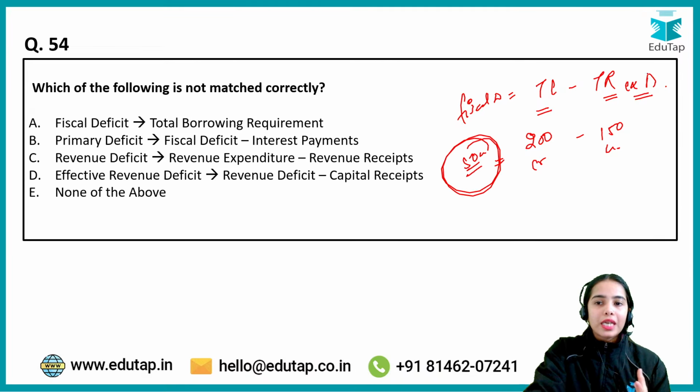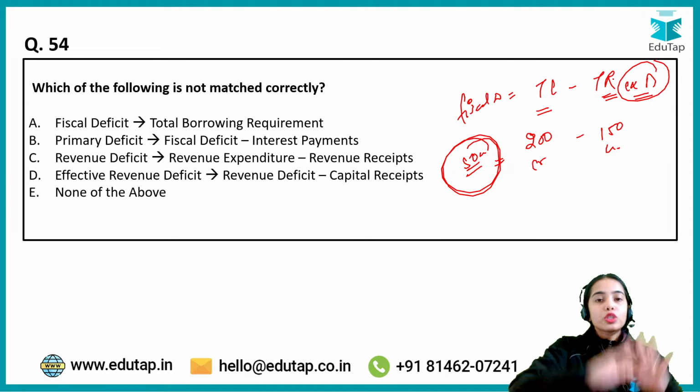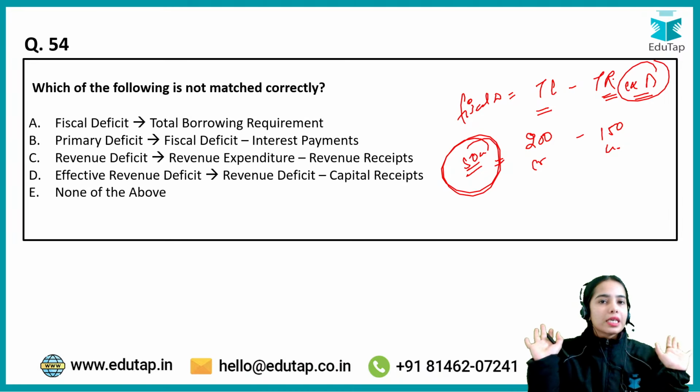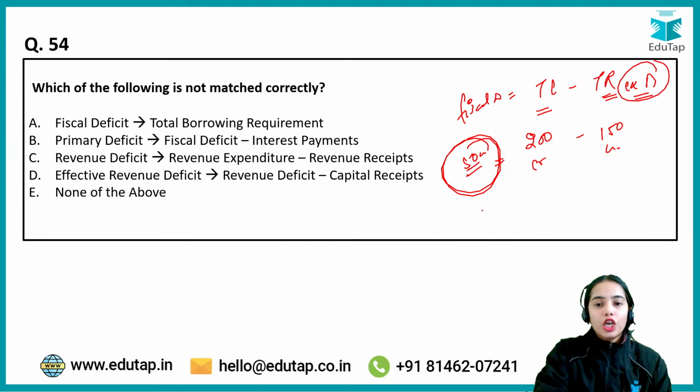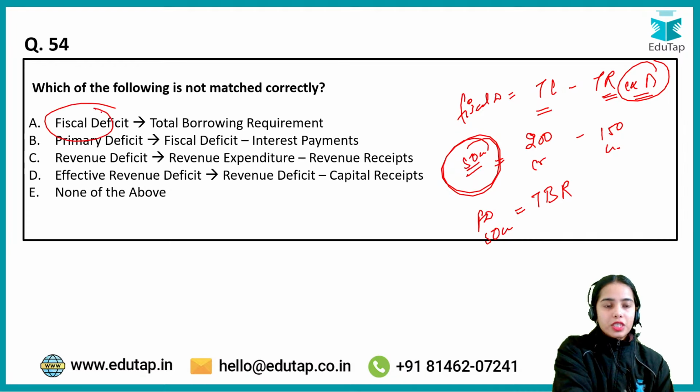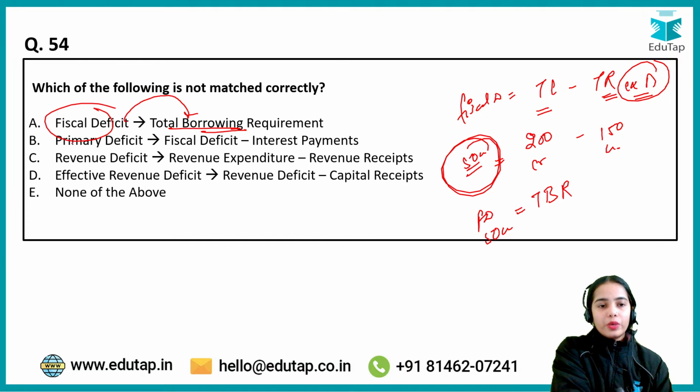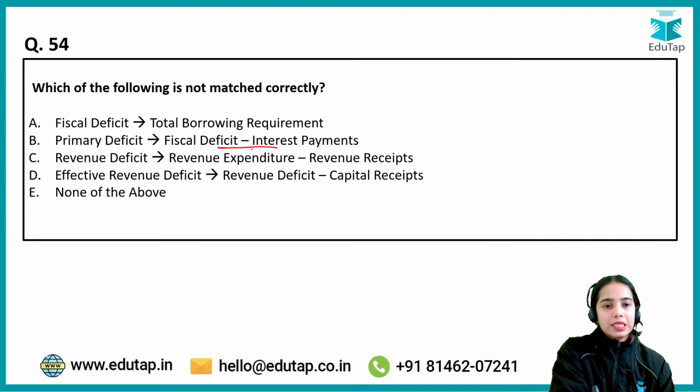Excluding borrowing, we have used the total receipts; only borrowings are left out. So the fiscal deficit is 50 crores, which means 50 crores is the borrowing requirement. Fiscal deficit shows the total borrowing requirement. Primary deficit is the fiscal deficit minus the interest payments on past loans.